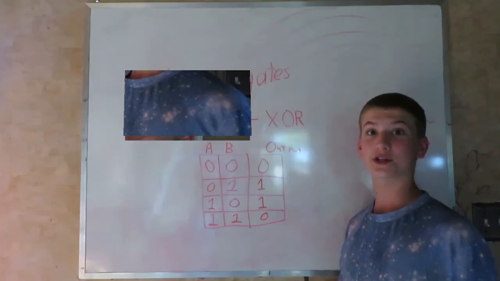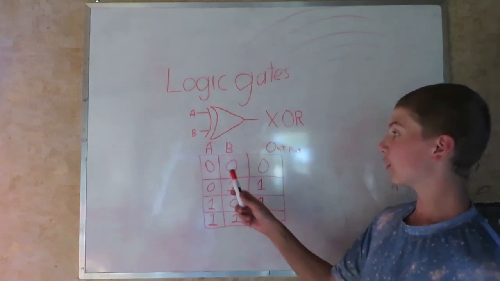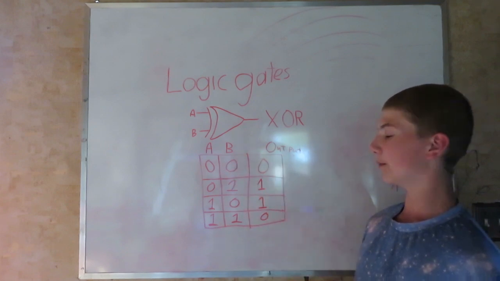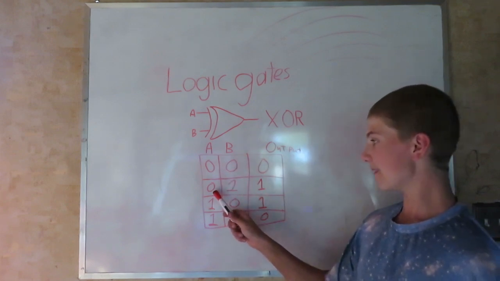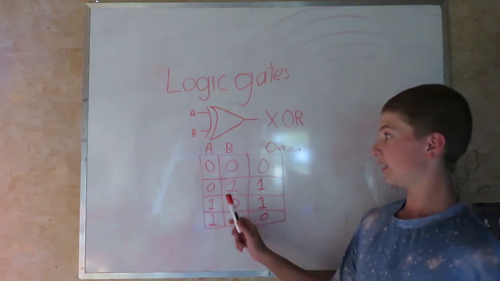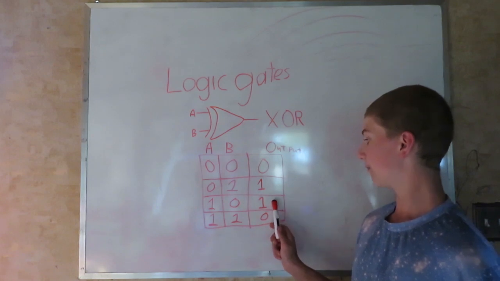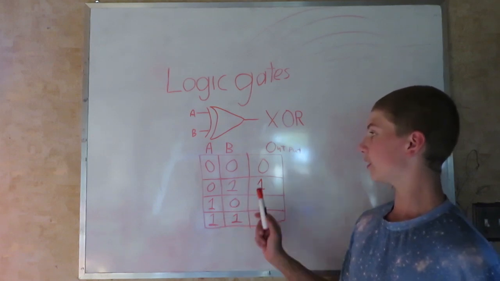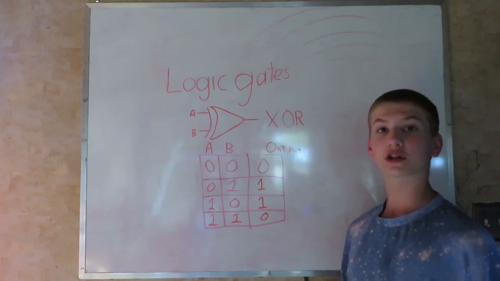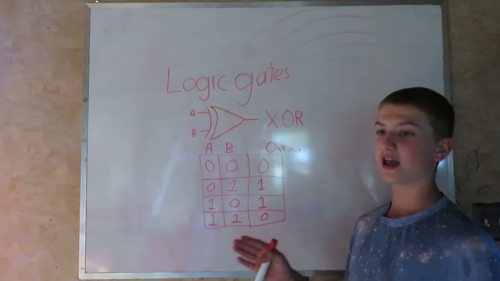The next gate we're going to be talking about is the exclusive OR. We'll go through the inputs. If input A is 0, input B is 0, the output is 0. If input A is 0, input B is 1, the output will be 1. If input A is 1, input B is 0, the output will be 1. If input A is 1, input B is 1, the output will be 0. So it's called exclusive OR. It's basically an OR, only certain combinations are taken and not others.